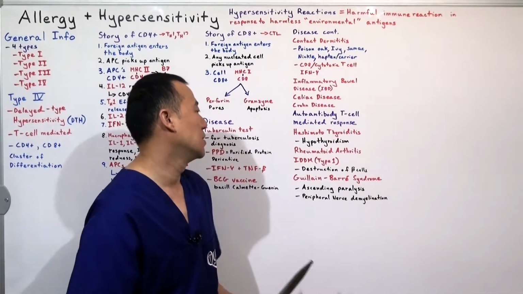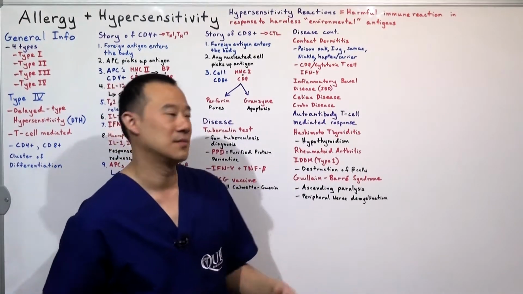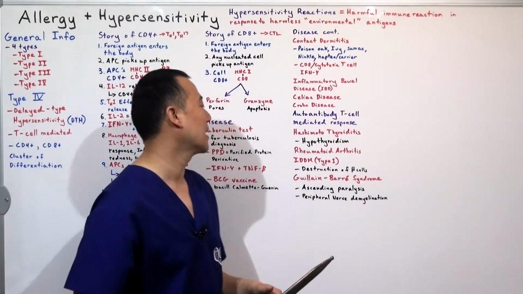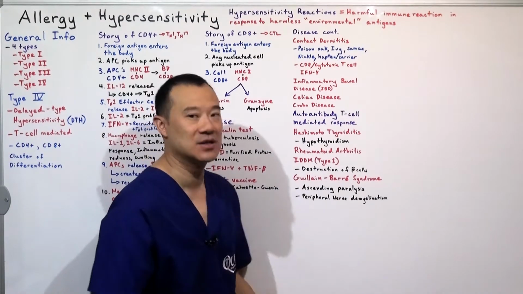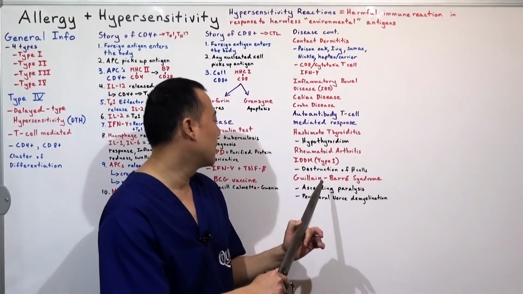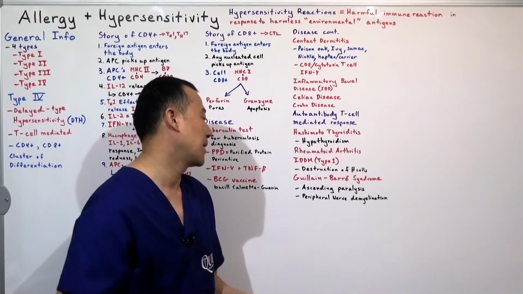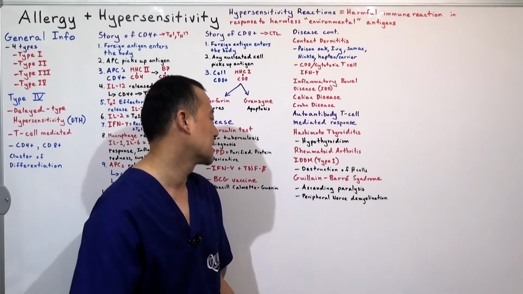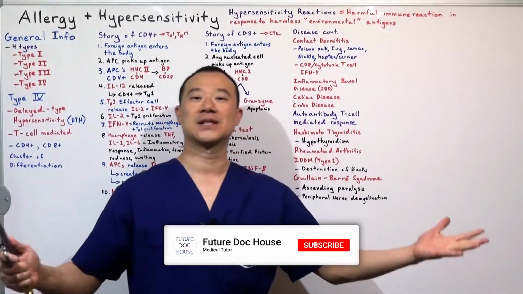hypothyroidism due to type 4 hypersensitivity. We've got rheumatoid arthritis, self-explanatory. IDDM, insulin-dependent diabetes mellitus type 1, with the destruction of the beta cells because of the type 4 hypersensitivity. Guillain-Barré syndrome, which again, due to the type 4 hypersensitivity, we've got destruction of the peripheral nerves, thus ascending paralysis. All right, so that's hypersensitivity.